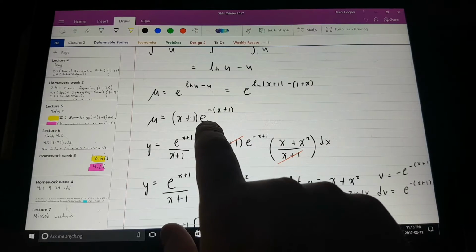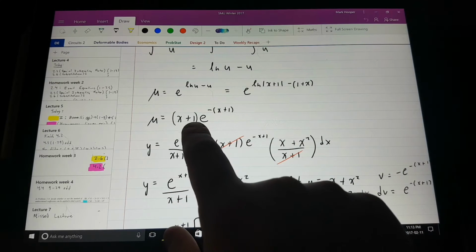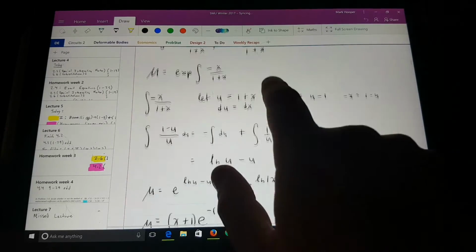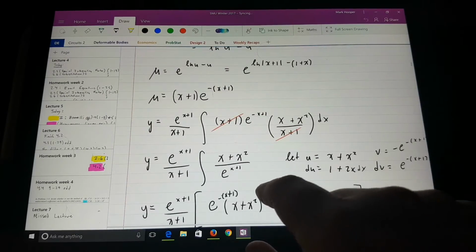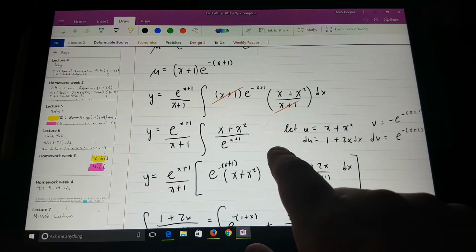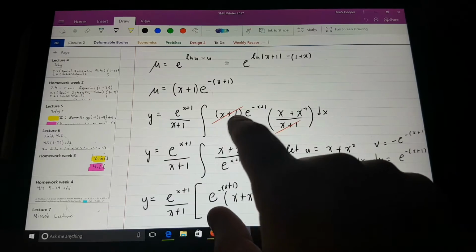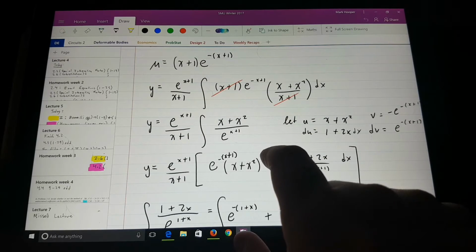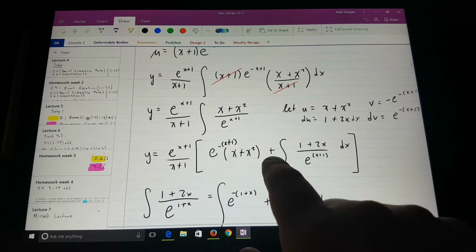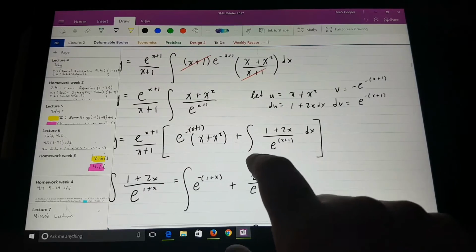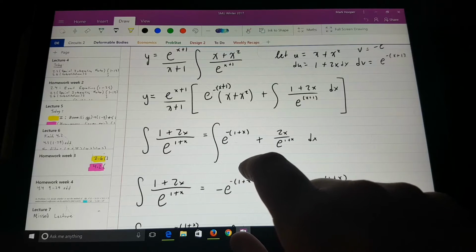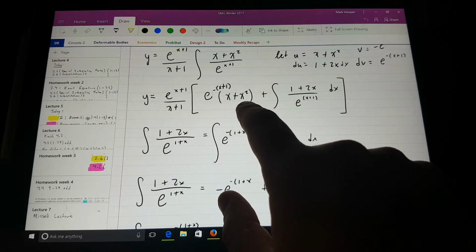So 1 over mu is going to look like that, and then we just take mu, which is this, multiply it by our q of x, which is this one. And then we're going to get, let's see. Okay, so we had that factor of x plus 1, and that disappears. We can then factor out an x, or no, I guess we're not going to factor out an x. I did another by parts. So now we get this one.